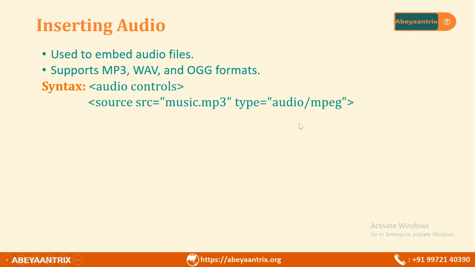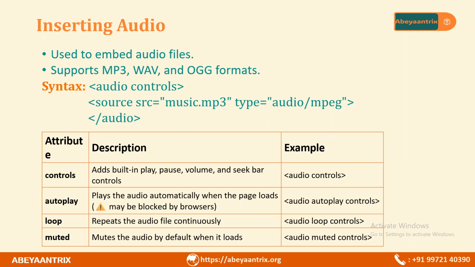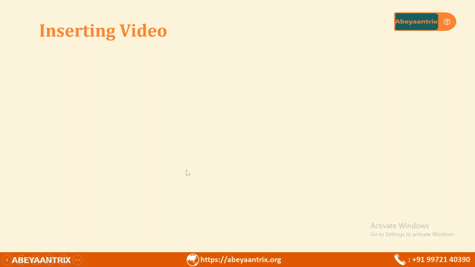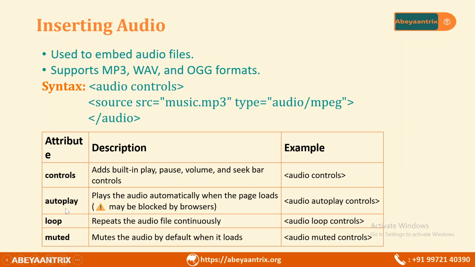Here we have different controls. The first, controls, adds built-in play, pause, volume, and seek bar controls. If we use controls here, these will be added automatically. Example: audio controls, which we have used here, right? In the same way we can add autoplay. The autoplay attribute plays the audio automatically when a page loads. When your page loads, the audio will automatically start playing.